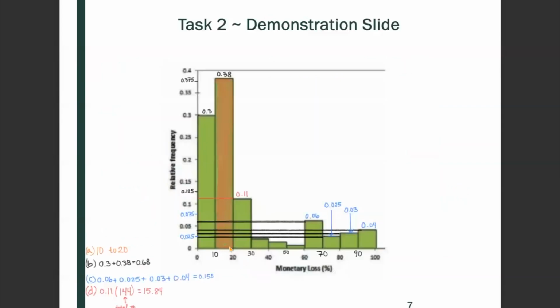So if I look between 20% and 30%, so I know we're going to be talking about this bin, and we want to know how many of these organizations reported a percentage monetary loss from malicious insider actions between 20 to 30%. So here we would take the relative frequency, which I estimated is around 0.11. And so I would multiply that by the total number of firms, which is 144. And when you do that multiplication, I got around 15.84. And that's just an approximation.